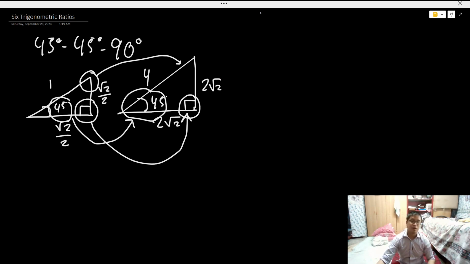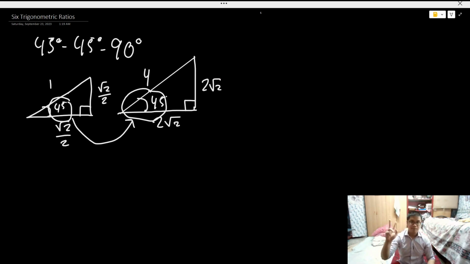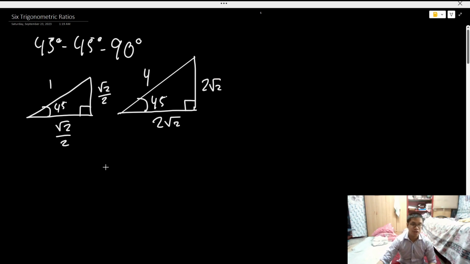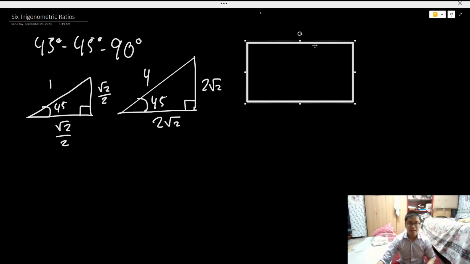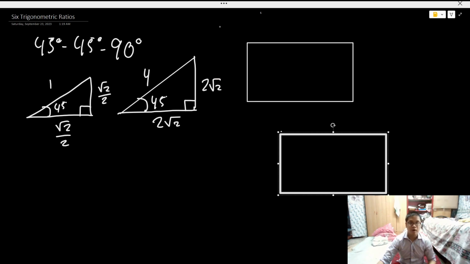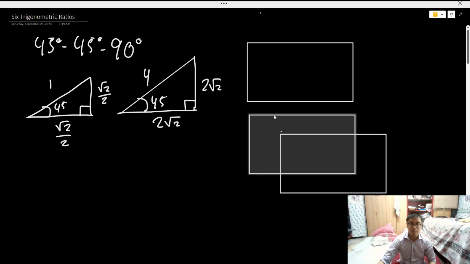If all of the interior angles are the same as the corresponding interior angles, then they are similar. The second way to know if they are similar is by their common ratio. Let's say I have a shape here. Let me draw a rectangle. Now I copy and paste this, and I still have a rectangle. No changes at all.